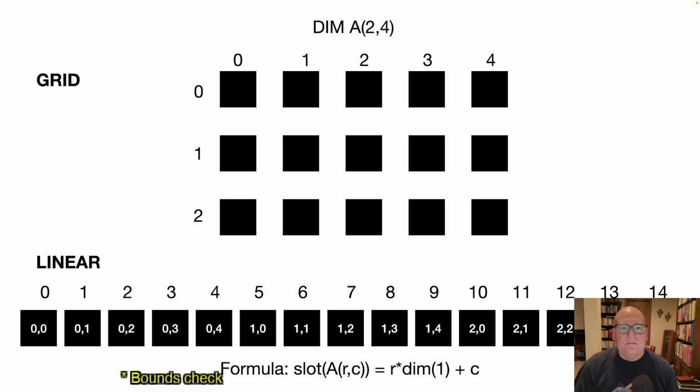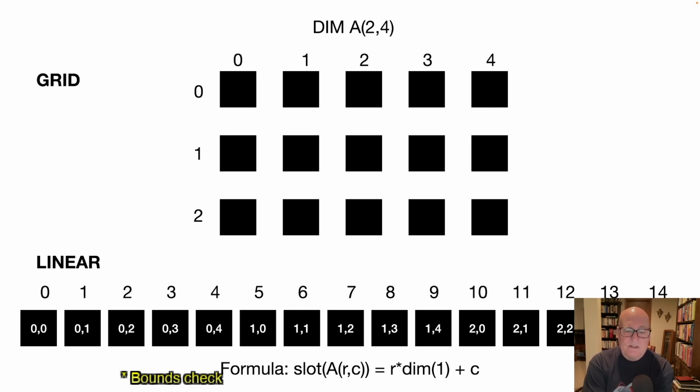Okay. That should be 3 here. Oh no, 4. Yeah, 4 is the max. It's going to throw me off all day. But actually, the dim 1 is actually 5. We want the count. So you're going to multiply the row times 5 and add the column to it. So if you want row 1, column 3, you can take row times 5, which is 1 times 5, plus 3 is 8, slot 8, and there it is, 1, comma 3. So everything kind of adds up.